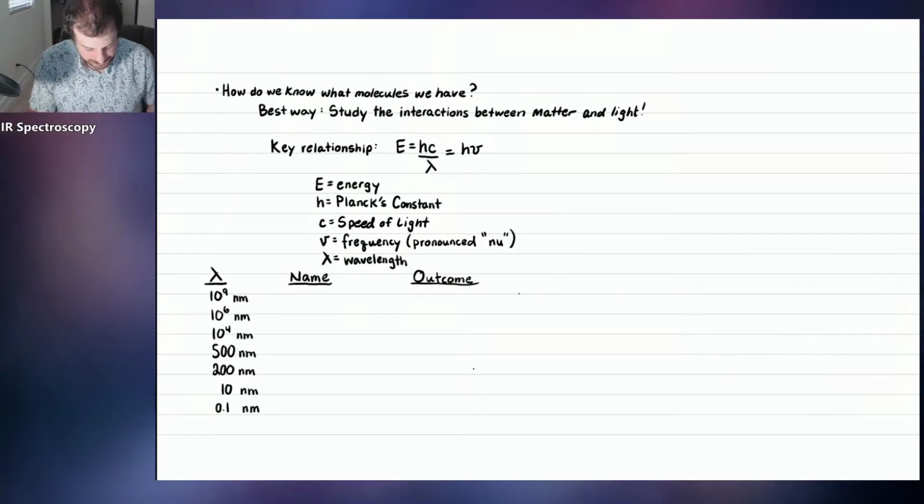So as you can see, this introductory slide asks the same question: how do we know what molecules we have? We study those interactions between matter and light, and this is called spectroscopy.